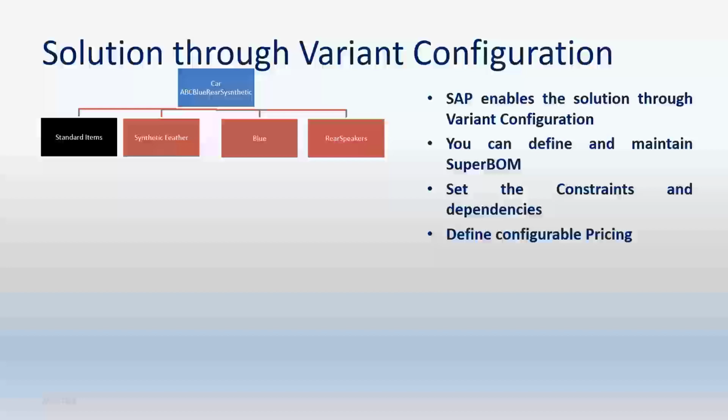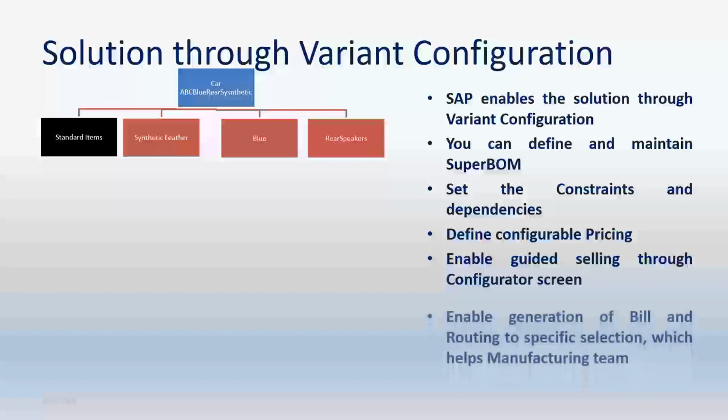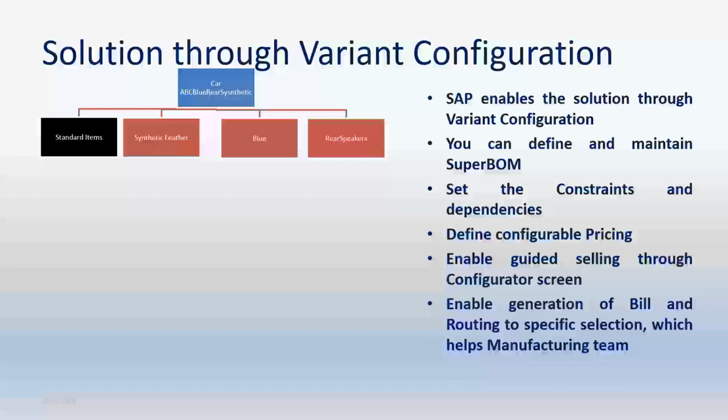You can facilitate guided selling through configurator screen. Customer selects options, and according to these selections, the right set of options will be populated further. Variant configuration enables dynamic generation of bills and routings according to the selection made by the customer. These bills and routings will go as input to the production team to make the right product asked by the customer.